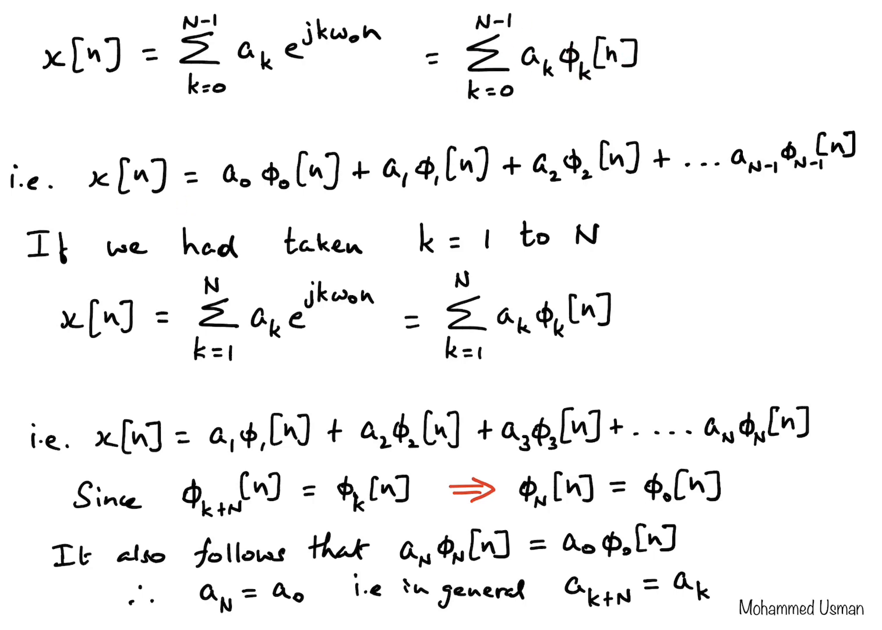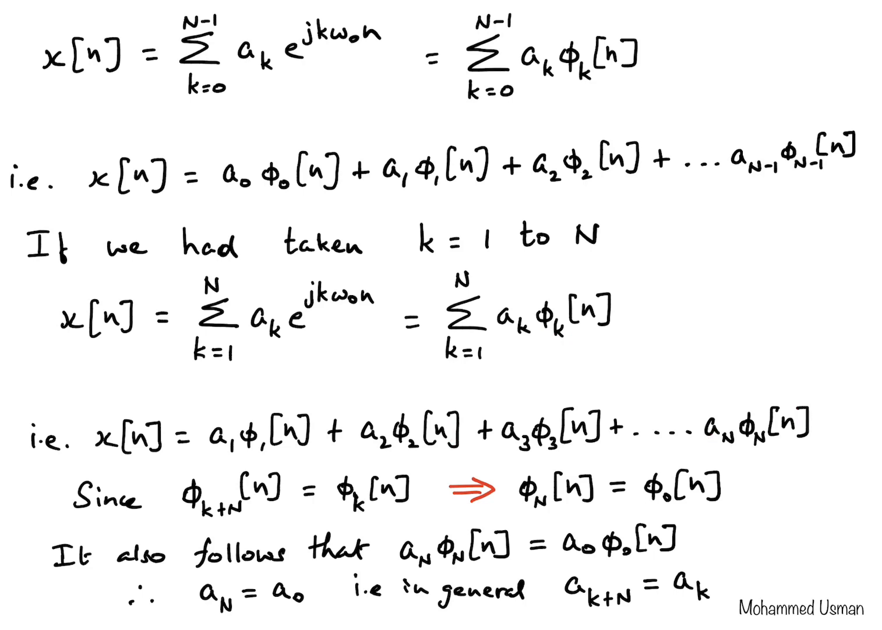So we can expand the summation as a0 phi 0 of n for k equal to 0, a1 phi 1 of n for k equal to 1, up to a n minus 1 phi n minus 1 of n. This is when we choose our range of k from 0 to n minus 1. But as we said before, we can choose k to be any successive integers of length n. So rather than 0 to n minus 1, if we had taken k to be 1 to n, then the summation is 1 to n. In that case, if we expand the summation, we get a1 phi 1 of n plus a2 phi 2 of n up to an phi n of n.